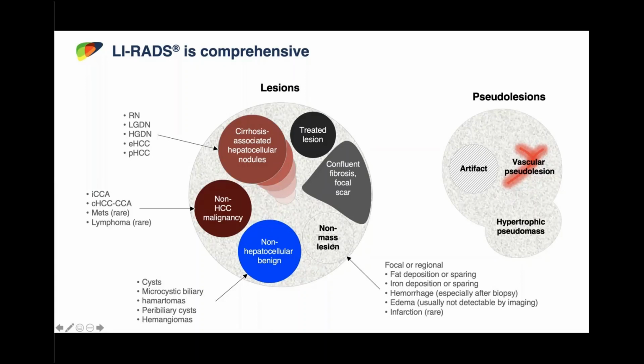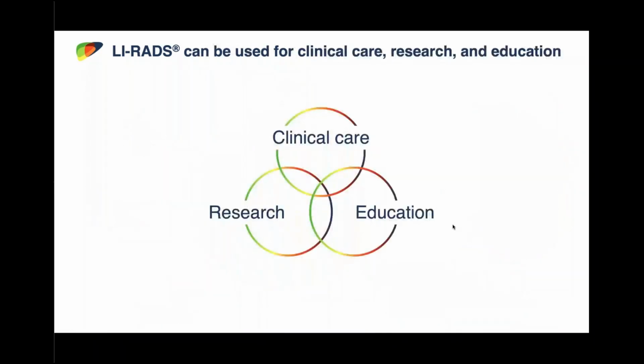lesions that are not actual masses, such as focal or regional fat deposition or sparing, some masses that are just basically giant confluent areas of fibrosis, as well as treated lesions. And LI-RADS also addresses pseudo-lesions, including arterial portal shunts and other vascular pseudo-lesions, as well as a few other things. So LI-RADS is comprehensive. It addresses the entire spectrum of lesions and pseudo-lesions encountered in the liver.